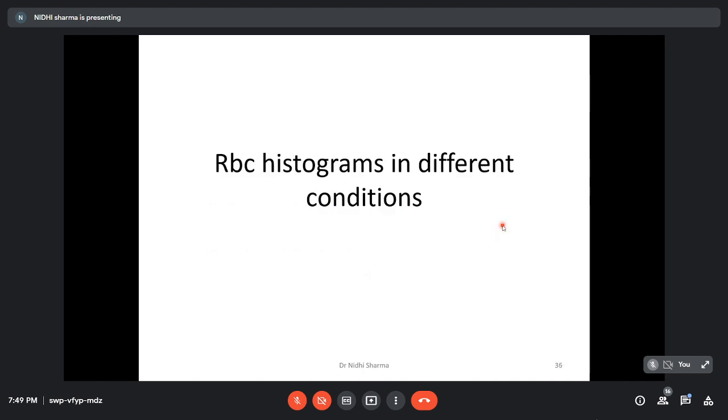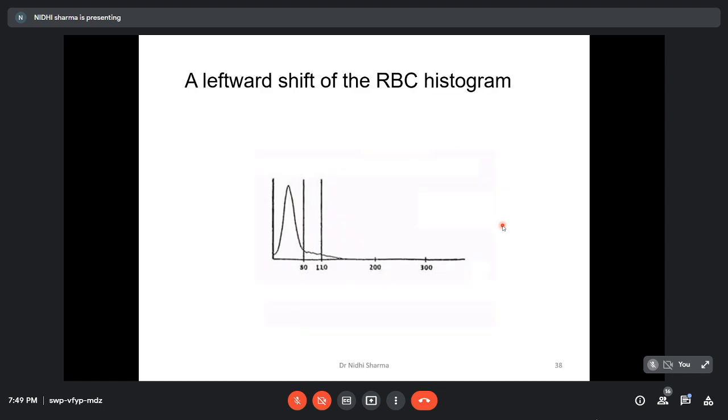Now, what are the RBC histograms in different conditions, now that we have very well understood how it looks in normal conditions? Consider a very simple situation first, where the graph we were seeing lying between 20 and 250 has now shifted entirely towards the left. Shifting towards the left means we are now talking about a population whose size is much less than what we expect to see.